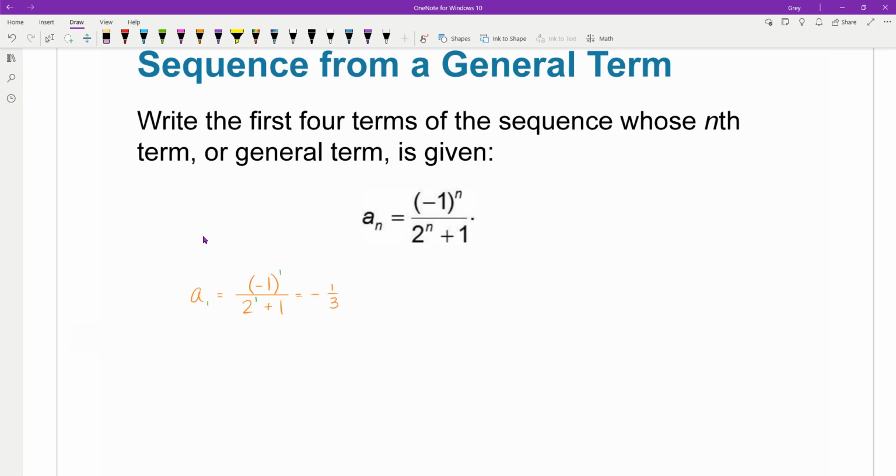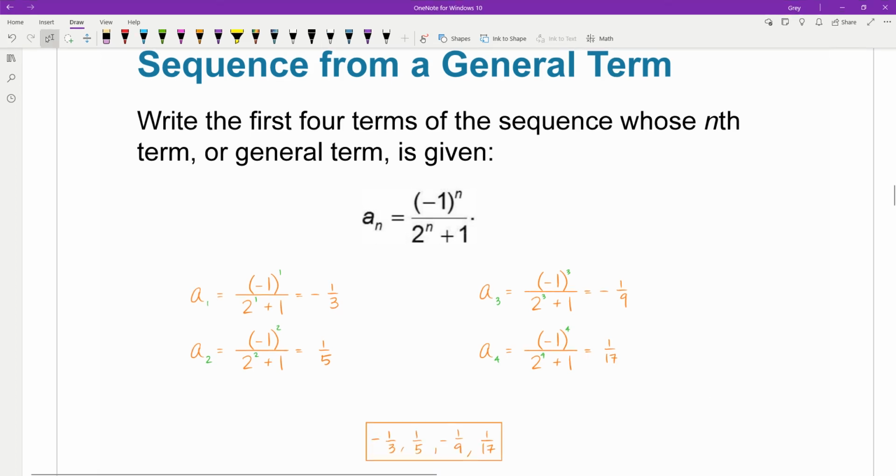A sub 2, anywhere I see n, I'm going to put a 2. So -1 to the 2 and 2 raised to the 2. And that's going to give us 1/5. For my third term, anywhere I see n, I'm going to put a 3. So -1 to the third, 2 to the third plus 1. Parentheses are very, very important if you're using your calculator to do this. So this becomes -1/9, and a sub 4 is going to be -1 to the fourth over 2 to the fourth plus 1, which is going to be 1/17. So my terms are going to be -1/3, 1/5, -1/9, and 1/17.